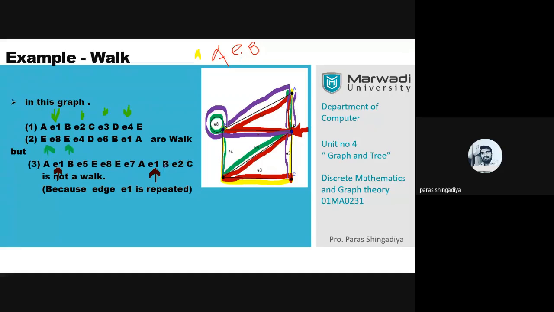What is a walk? It is a finite alternating sequence of vertices and edges, beginning and ending with one vertex. No edge appears more than once, but a vertex may appear more than once. No edge appears more than once, a vertex may appear more than once. Clear? You can use a vertex more than once, but you cannot use an edge more than once.